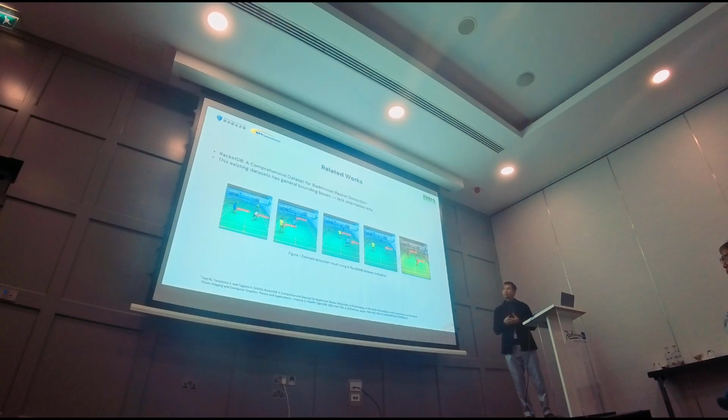There is related work about racket datasets, called RacketDB. This paper is a comprehensive dataset for badminton racket detection, but it only has the general bounding box, with no orientation information. So this limits the analysis of stroke mechanics or tactical behavior.